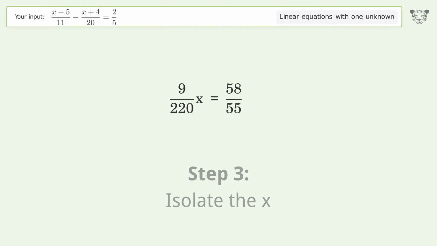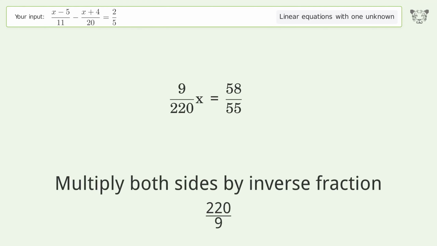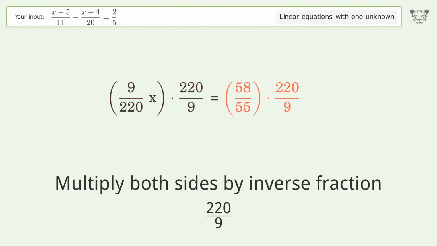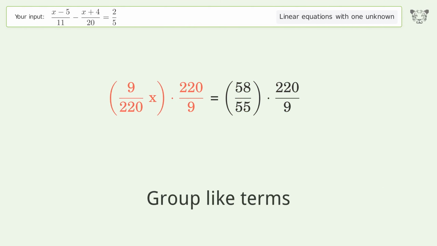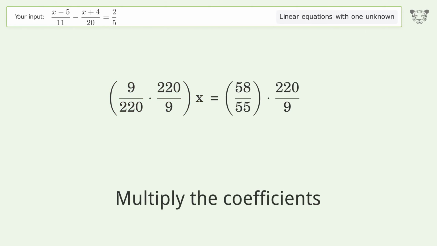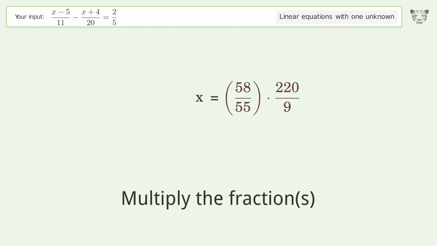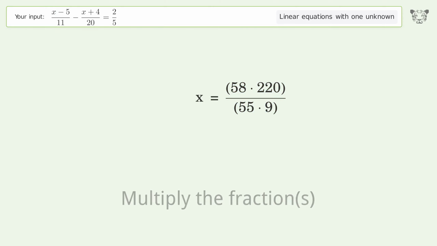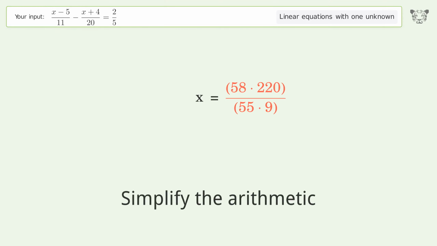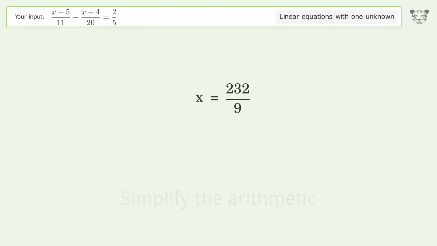Isolate the x. Multiply both sides by inverse fraction 220/9. Group like terms. Multiply the coefficients. Simplify the fraction. Multiply the fractions. Simplify the arithmetic. And so the final result is x equals 232/9.